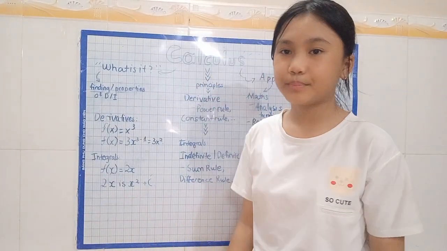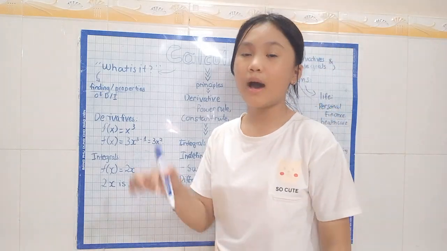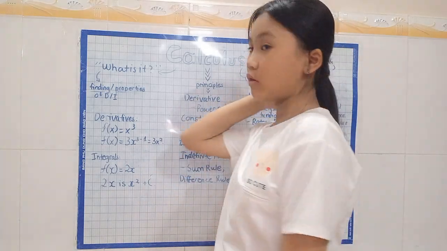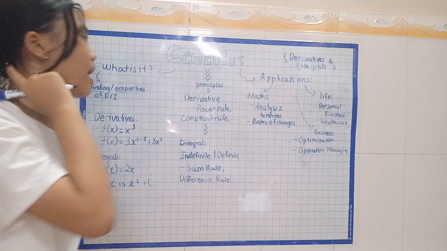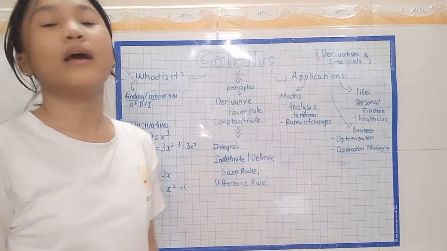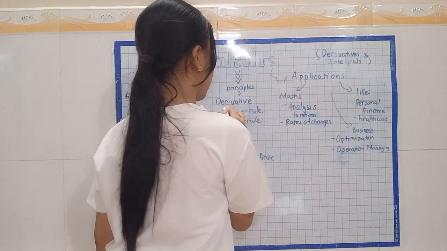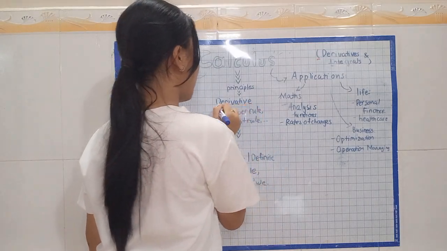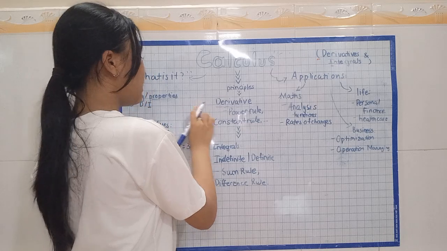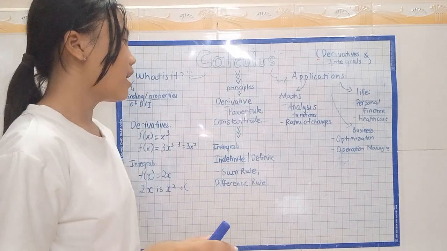Alright, so now let's look at two basic types of calculus that we could see. Let's dive deeper into its principles. First is the derivative. Derivative is actually something pretty widely used, and you could see that there are a lot of sources about it.